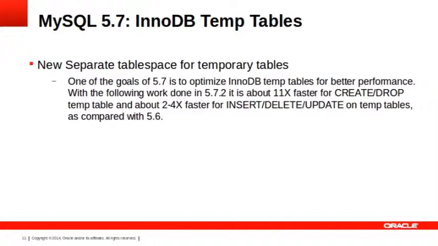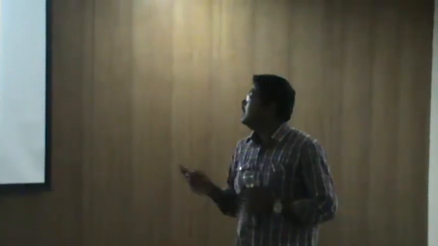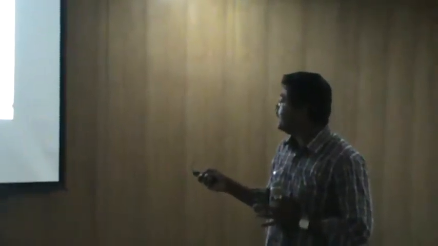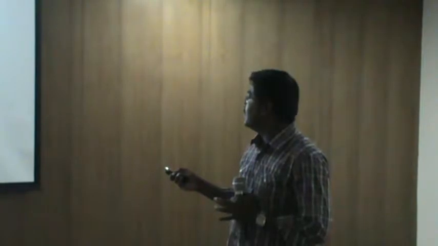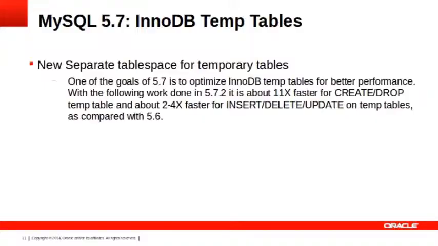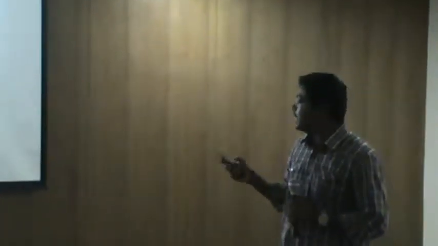5.7 comes with a new tablespace for temp tables. So it's basically using a different tablespace, and that gives an improvement here. It's pushed in 5.7.2. It's about 11 times faster. So we can achieve this result for create and drop temp table. And if we are doing insert, delete, and update, that time it's 2 to 4 times faster than 5.6.